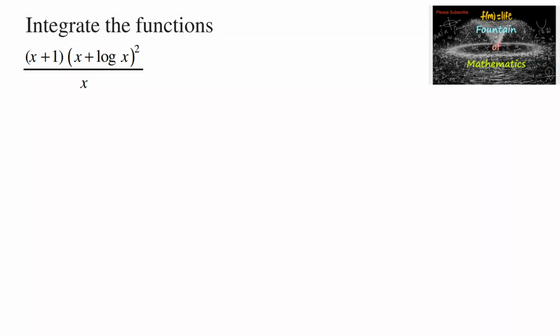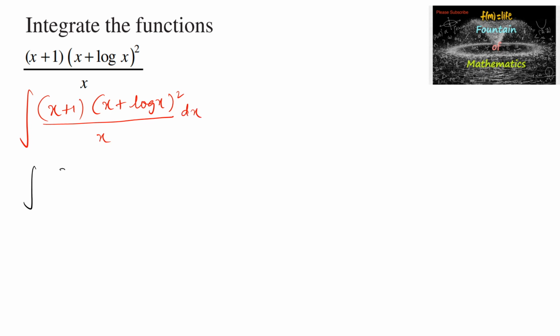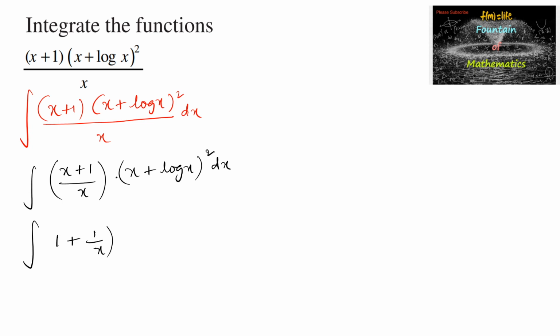Integrate the function (x + 1)(x + log x)² / x. We can write the integral of (x + 1)/x times (x + log x)² dx, so that we can simplify here (x + 1)/x into (x + log x)² dx. So this can also be written as (1 + 1/x)(x + log x)² dx. So clearly here we can see that d/dx of (x + log x) is 1 + 1/x. So let us substitute here.